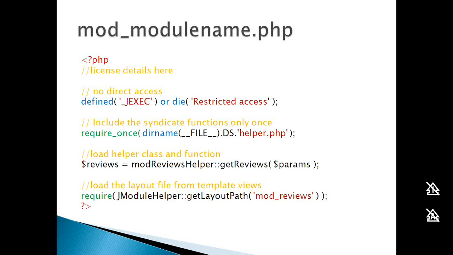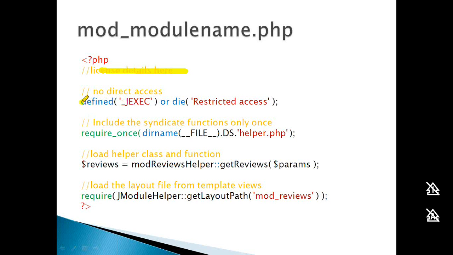So here comes the mod_reviews.php file. In this file, you have 4 different but major lines. If you are creating this module for promotion purposes or for reselling or for something else, you can simply add your license details on the top of it, like this. And the next line is the defined JEXEC or restricted access.